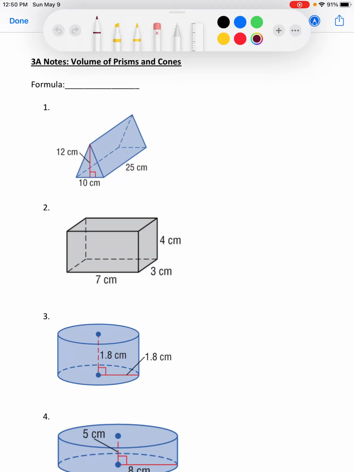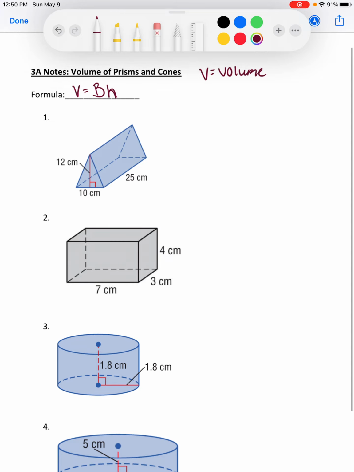All right, today we are talking about volume of prisms and cones. So, the formula for the volume of a prism or a cone is going to be the same for each one. Our volume is going to be V for volume equals base uppercase B times H for height. Our V is volume, which is always going to be in units, whatever unit they give you, cubed. So we're talking cubic units now.